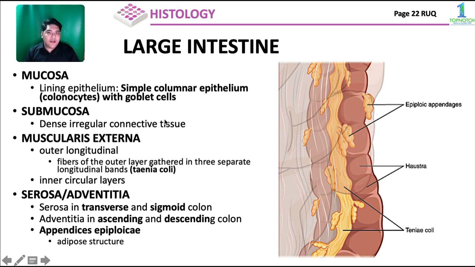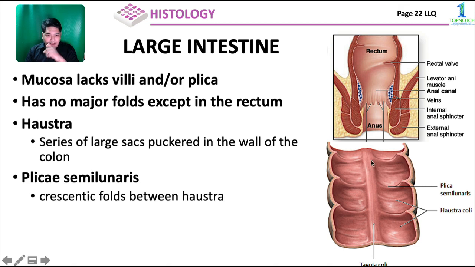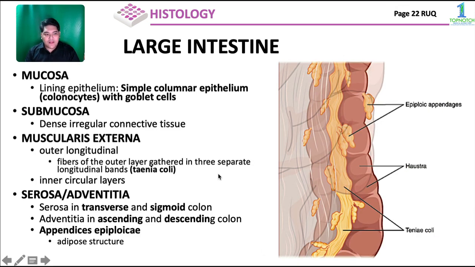Muscularis externa, everybody take note, take note, take note. You have your outer longitudinal, and then you have a fiber of the outer layer of muscles gathered in 3 separate longitudinal bands. And this is what you call your taenia coli. So dito mapapansin nyo rin, this is your taenia coli. Okay? Ayan din yung ginagamit na landmark for location of your appendix. And then, syempre, inner circular layers. Ngayon, ang adventitia or serosa covering nito, okay, serosa in transverse and sigmoid colon. Adventitia in ascending and descending.